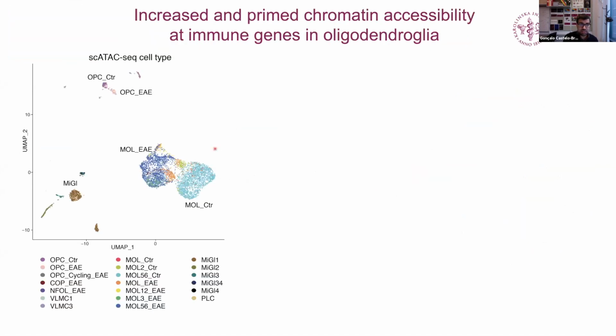And this is the single-cell ATAC. This is how the data looks like. So again, we have in this UMAP the progenitor populations where we could differentiate the control and the mouse model of MS OPCs, and the mature oligodendrocytes, and we also actually had some microglia in our populations.